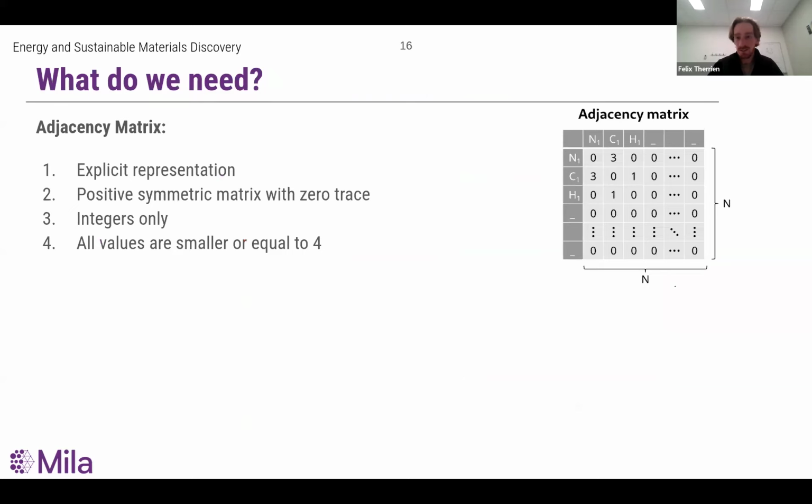Well, what do we need exactly? What are those rules that I'm talking about? Well, first, we need to use an explicit representation of the adjacency matrix. That's easy. Then we need this matrix to be symmetric and positive with 0 trace. It needs to be integers only, because there are bond types, so they're not floats, they're integers. And then all the values need to be smaller than 4, because that represents valence, and you shouldn't have a valence of more than 4.